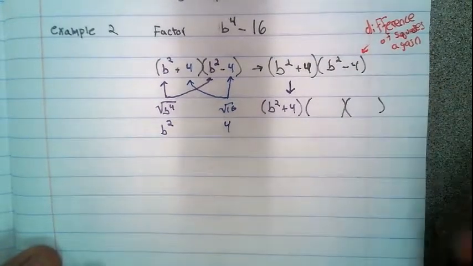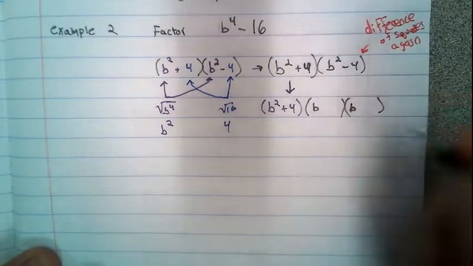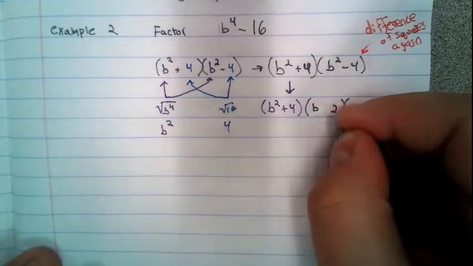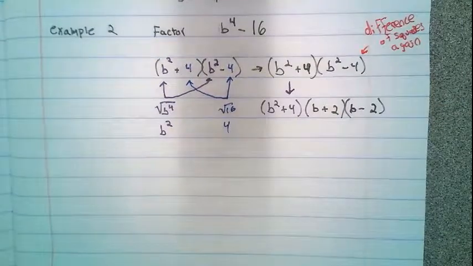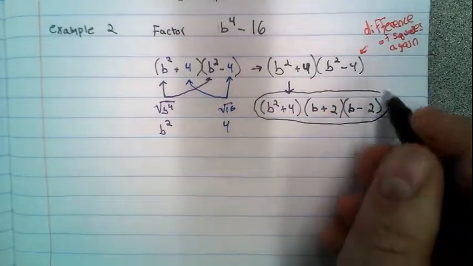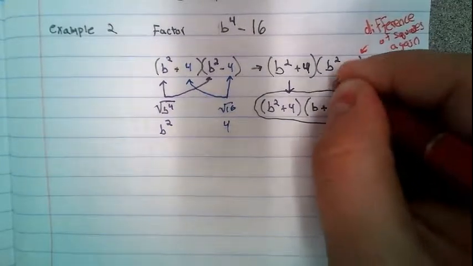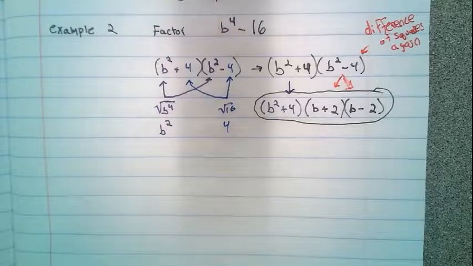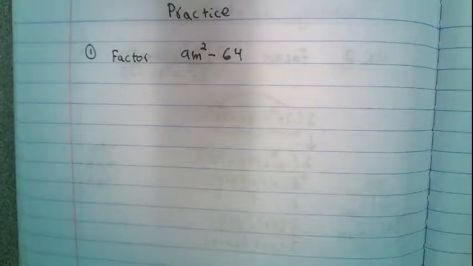Two parentheses. The square root of b squared is b. The square root of 4 is 2. One is separated by addition, one by subtraction. So my final answer, after doing difference of squares again, is b squared plus 4 times b plus 2 times b minus 2. Now I'd like you to do this practice problem on the left side of your book. You're factoring 9m squared minus 64.